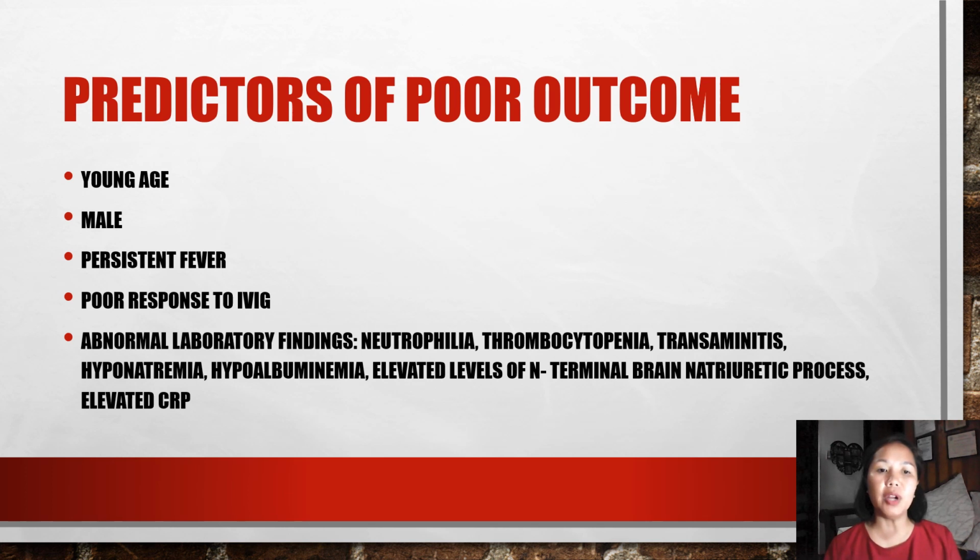Predictors of poor outcome include young age, male, persistent fever, poor response to IVIG, presence of neutrophilia, thrombocytopenia, transaminitis, hyponatremia, hypoalbuminemia, elevated levels of N-terminal brain natriuretic peptide, and elevated CRP.